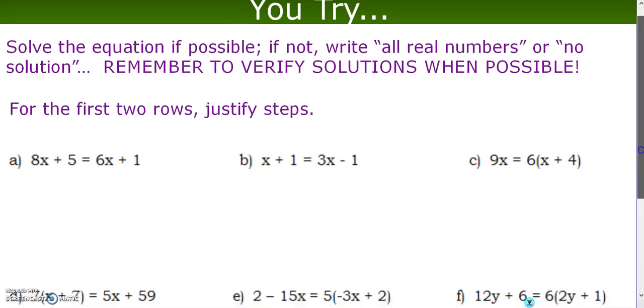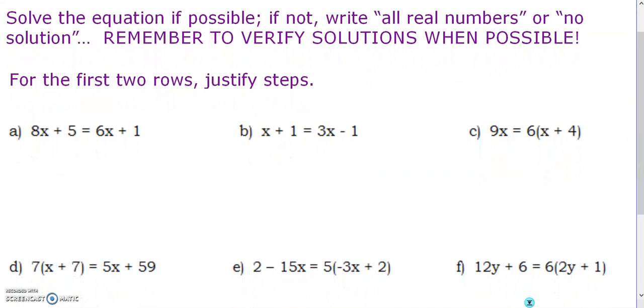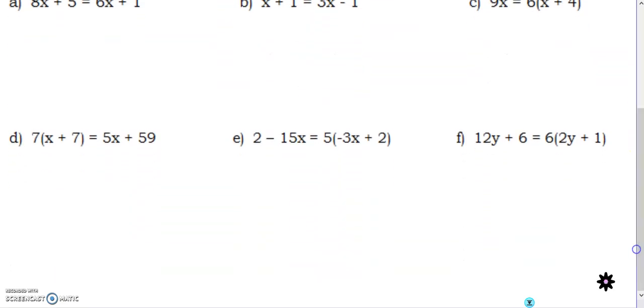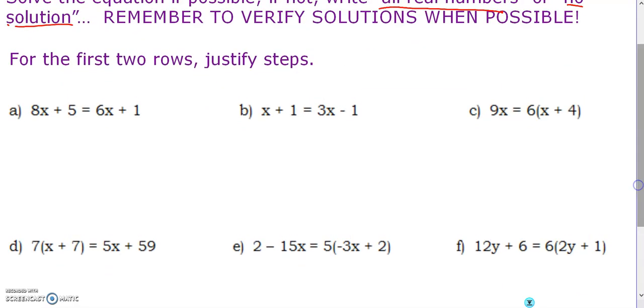You have some to try on your notes. Solve the equation if possible. If it's not possible, you're going to get a solution like all real numbers or no solution. And then you do have to verify your solutions. It does say for the first 2 rows, justify steps. That's just using your addition property of equality, subtraction property of equality, multiplication property of equality, or division property of equality. You might also want to write distributive property if that's something you were doing. Go ahead and pause your video and take some time to practice these problems, and we'll put the answers up in just a minute.